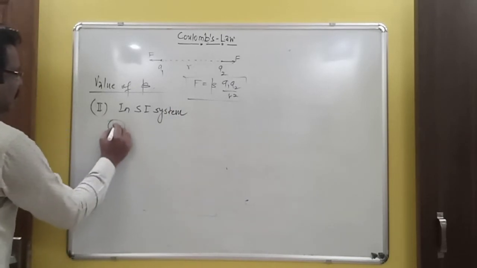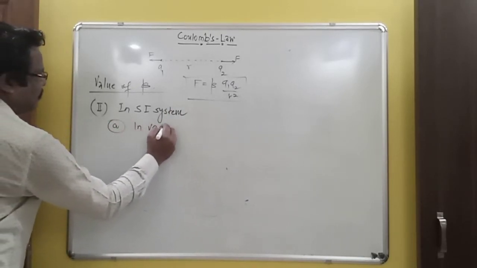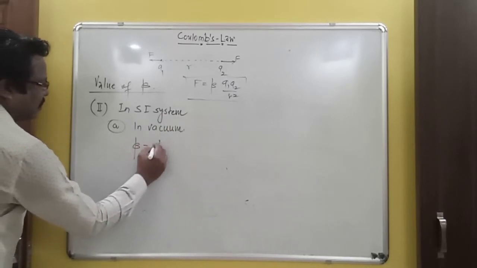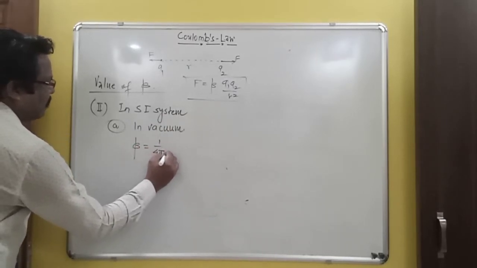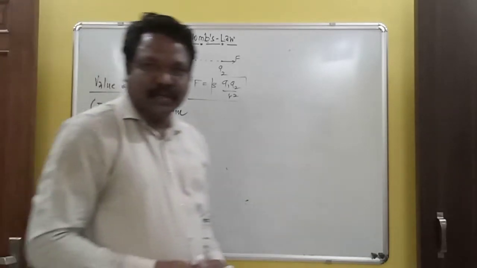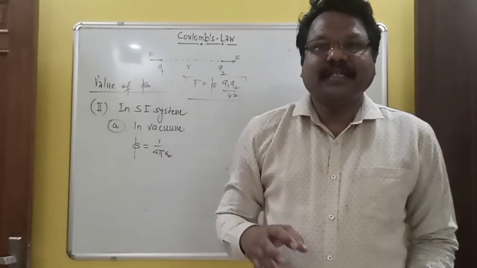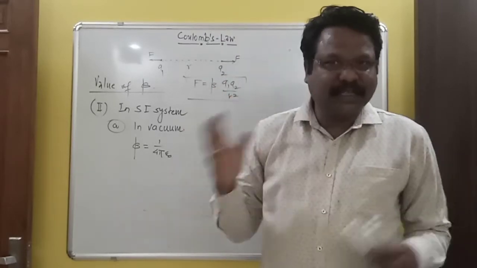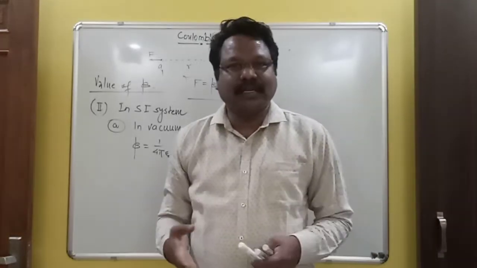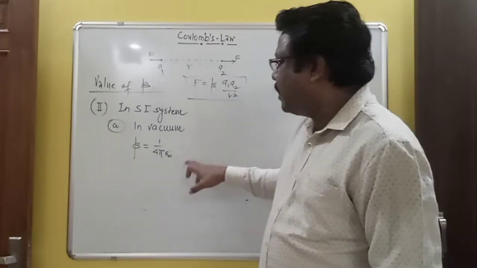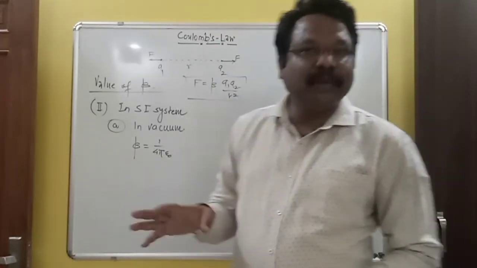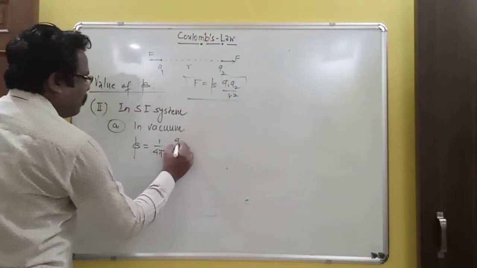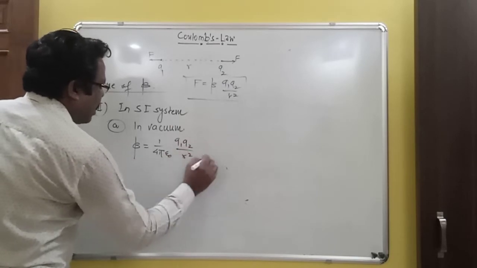In SI system and in vacuum, beta is taken to be 1 upon 4 pi epsilon naught. These constants were suggested by Sommerfeld. Sommerfeld was the best teacher of the world, whose 13 scholars got the Nobel Prize, right? So these are the constants suggested by Sommerfeld. So 1 upon 4 pi epsilon naught Q1 Q2 by R square.